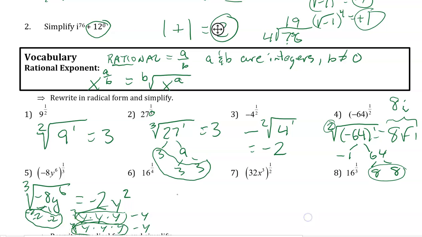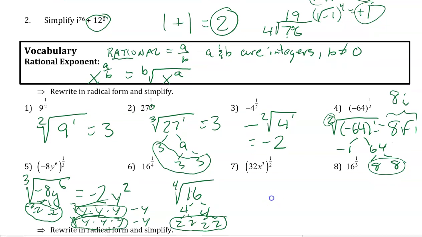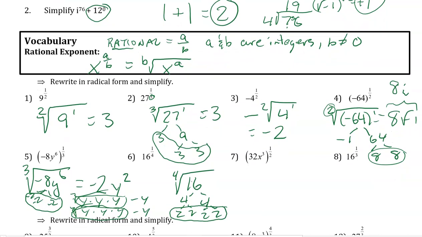16 to the 1/4 means the fourth root of 16 to the first power. 16 is 4 times 4. 4 is 2 times 2. So here, we're going to take out a group of 4. Since this is 2 to the 4th, the fourth root of 2 to the 4th is 2.